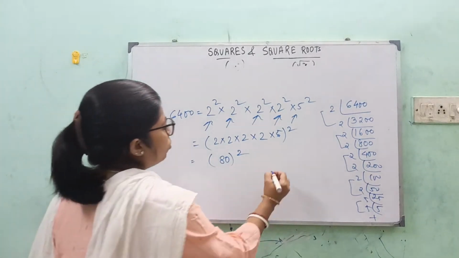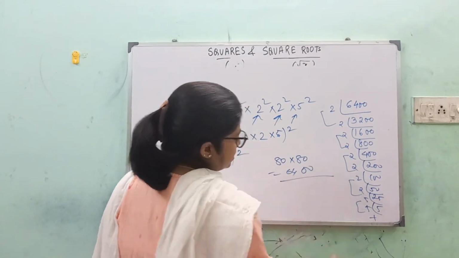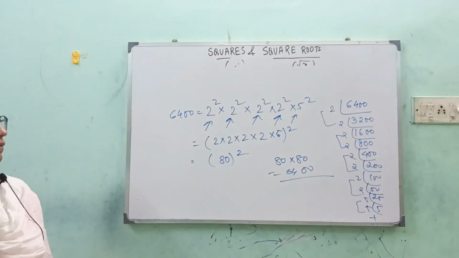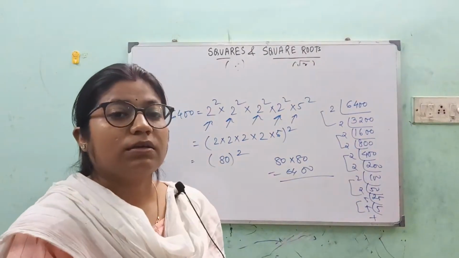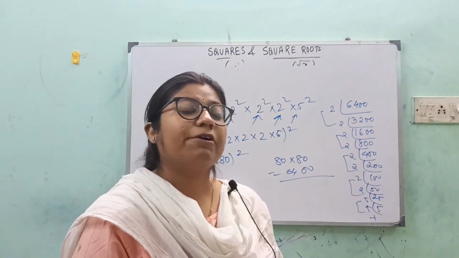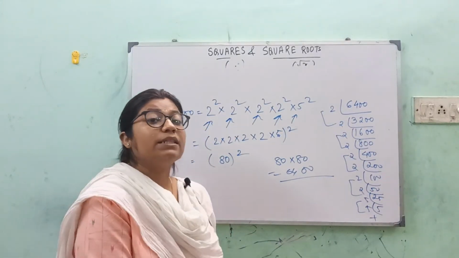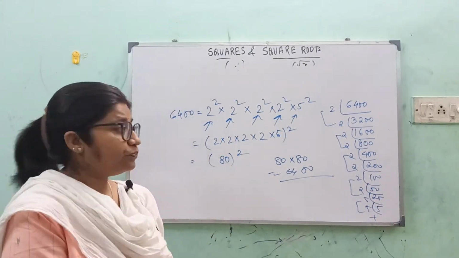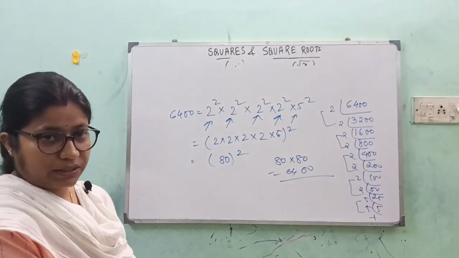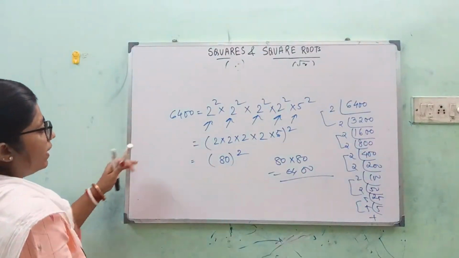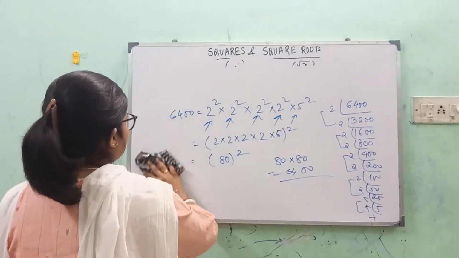You can cross check if you want. 80 into 80. Yes, 6400. So this is the way you can decide whether a number that has been given to you is a perfect square or not. That is, if you are able to express the given number in the form of a product of pairs of equal prime factors. All right, and also you can find out the number whose square is the given number.